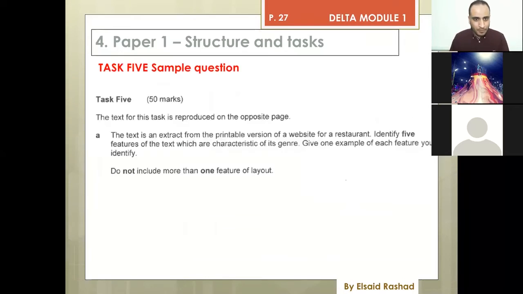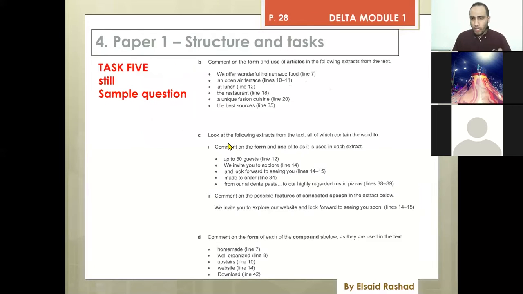Have a look at the example. Sample question. This is task A, paper 1, task 5A. They give you a text, okay, authentic text, and then they ask you to identify 5 features, not 3, 5 features with examples from the text. Then you move on to something else, which is B, C, and D. B, as I told you, they ask you to comment on the form and use of the articles, indefinite and definite articles, a, and the.